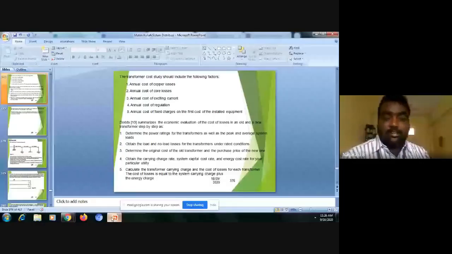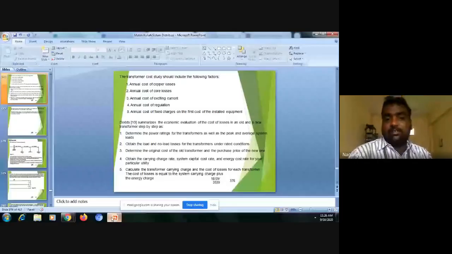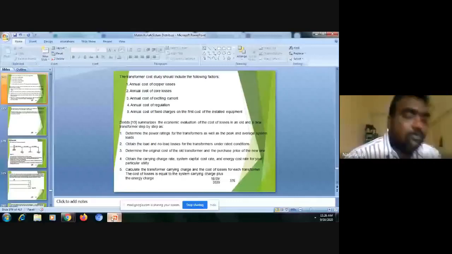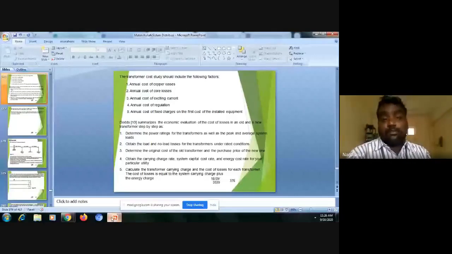Here also, economical evaluation of the energy purpose. You need to have the old as well as new substations, the two transformers. For that, first of all, what are the things you need to verify? Determine the power ratings for the transformer as well as peak and average system loads. Okay, second one is obtain the load and no load losses for the transformer under rated condition.